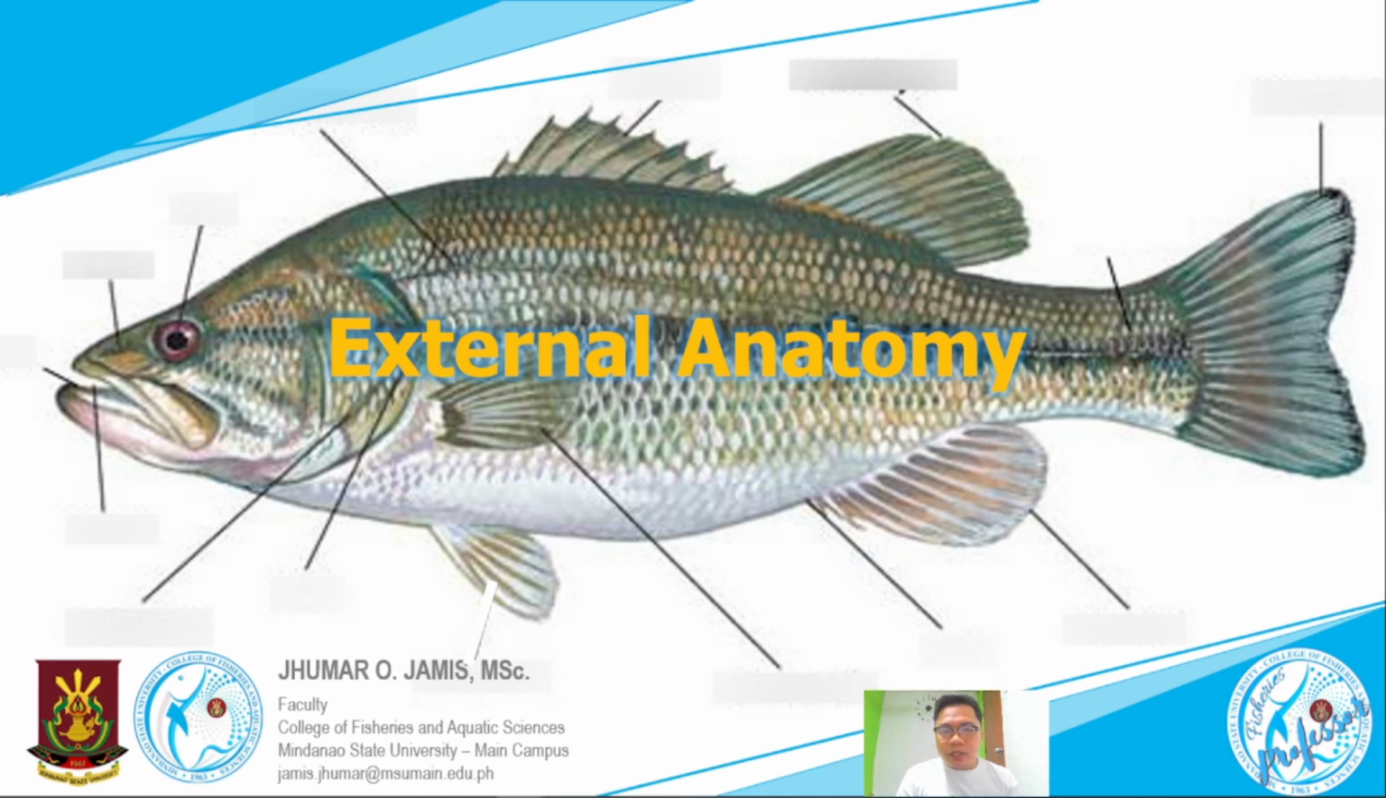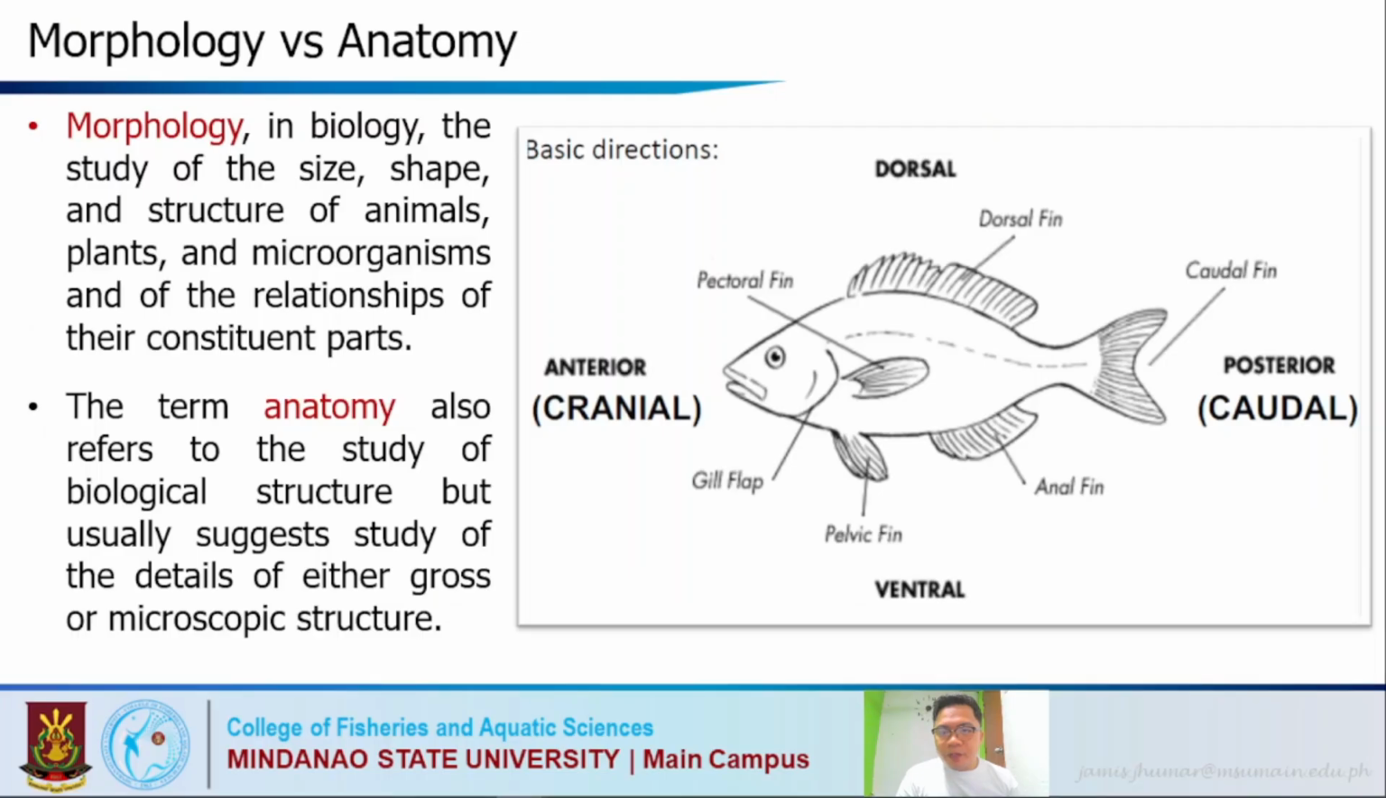Now, before we proceed, let us first differentiate the terms morphology and anatomy. Morphology in biology is the study of the size, shapes, and structure of animals, plants, and other organisms, and the relationships of their constituent parts, while the term anatomy also refers to the study of biological structure, but usually suggests the study of the details of either gross or microscopic structure.